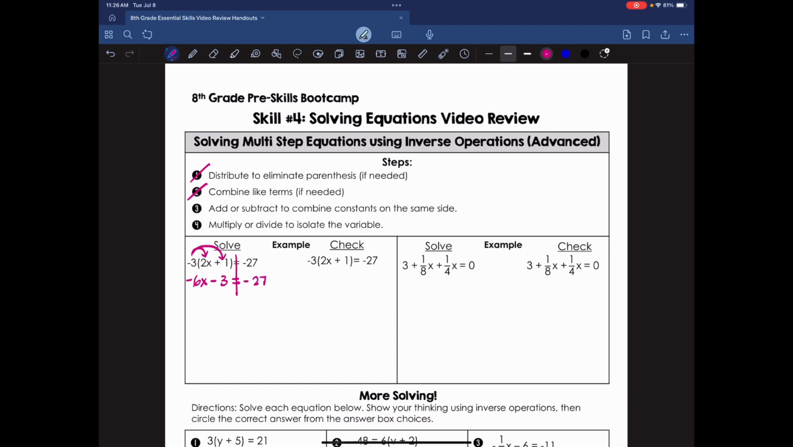Looking for our constant, I'm going to see that I have a negative 3 as my constant. It doesn't have the variable next to it, so that means I'm going to add 3 to both sides to get rid of it. When I do that, these cancel out, and I'm left with negative 6x on the left side. And on the right side, negative 27 plus 3 is equal to negative 24.